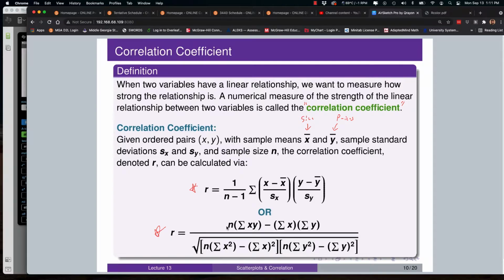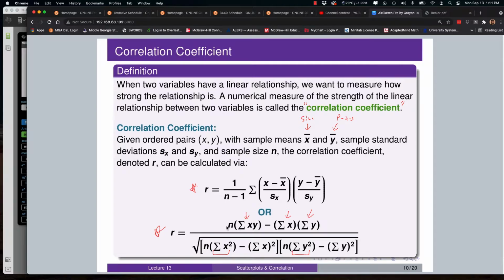They're kind of fit into this second formula, and all we have to do is find certain values, like the sum of the x times the y values, the sums of all the x values in the x list, the sum of all the y values, the sum of the x values squared. So we square the x values and then add them all together, and then we square all the y values and add them all together. We need those 5 values, and we can plug in this formula and be done.